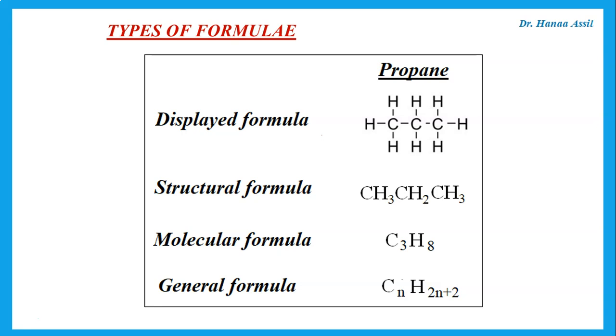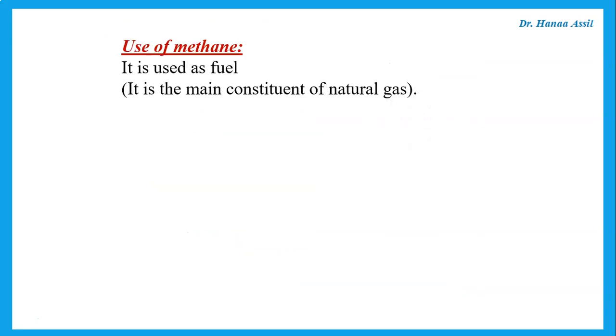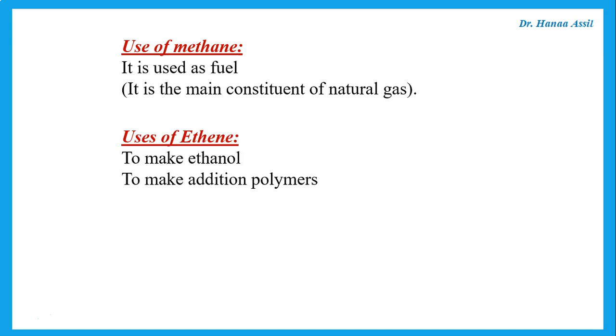CnH2n+2, because this is an alkane. Uses: you should know that methane is the main constituent of natural gas, so it is used as a fuel. Ethene is used to make ethanol or polymers, and the ethanol is used as a fuel or as a solvent.